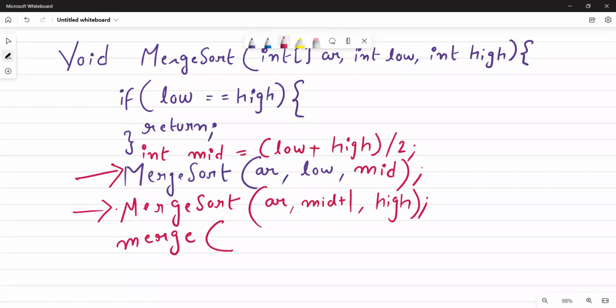Now our indexes should not be low or high. It should be array, then low and mid. Like we have to merge the entire array now, so it should be low and high. So it will merge both the sorted parts. Clear or not?